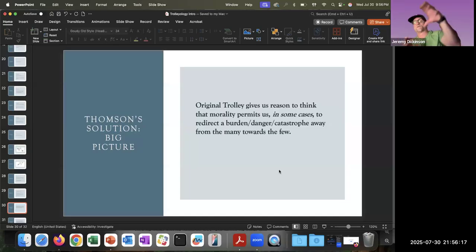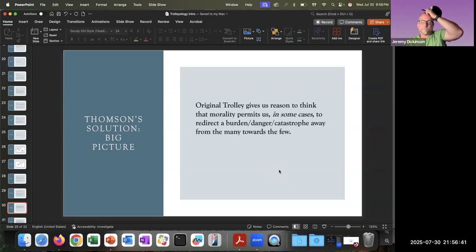So big picture, if we sort of zoom out here, the original trolley gives us reason to think that morality, ethics, permits us in some cases, emphasis on some cases, to redirect a burden of danger or catastrophe away from the many towards the few. That's why the trolley problem has an applied ethics flavor.